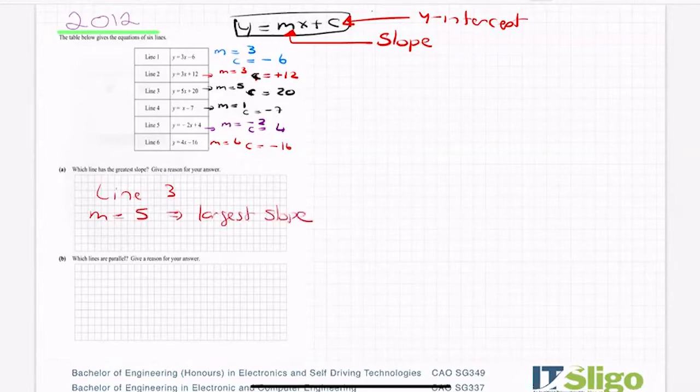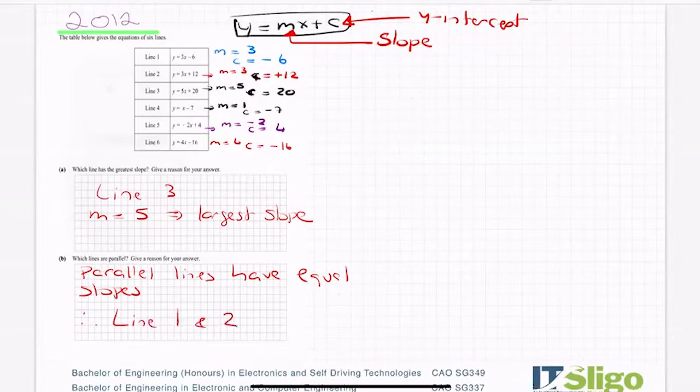Which lines are parallel? Well, parallel lines have equal slopes. That's the piece of theory that you need. Therefore, line 1 and 2, slope of 3.